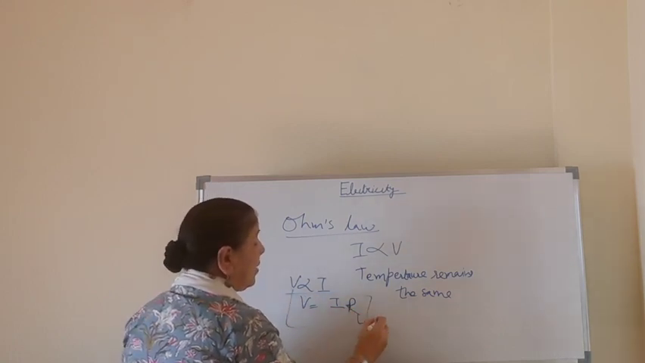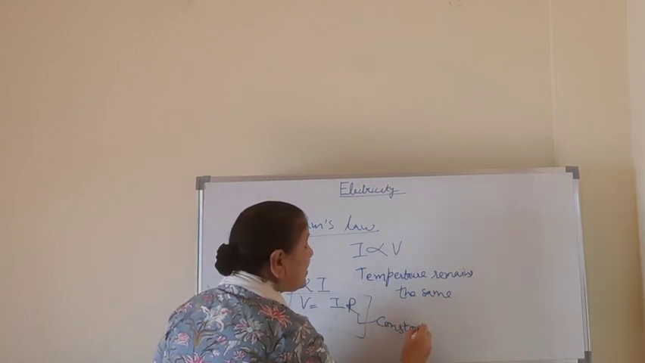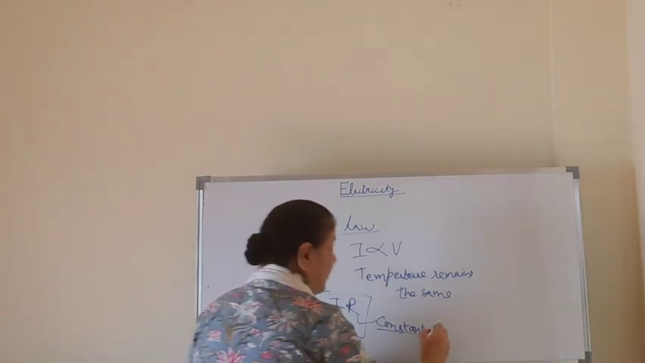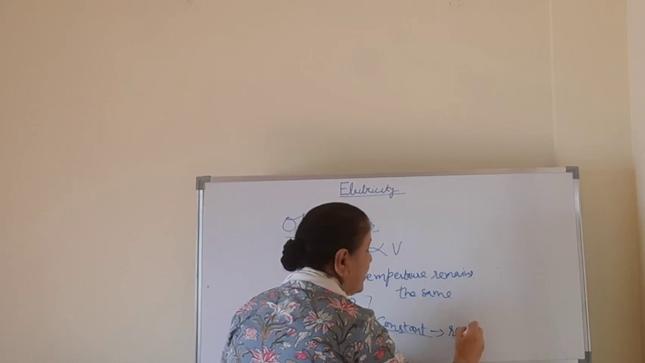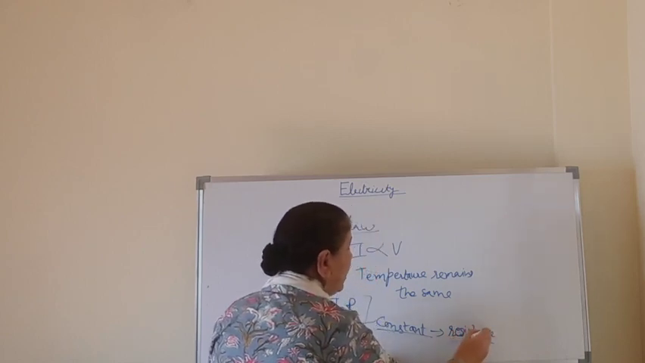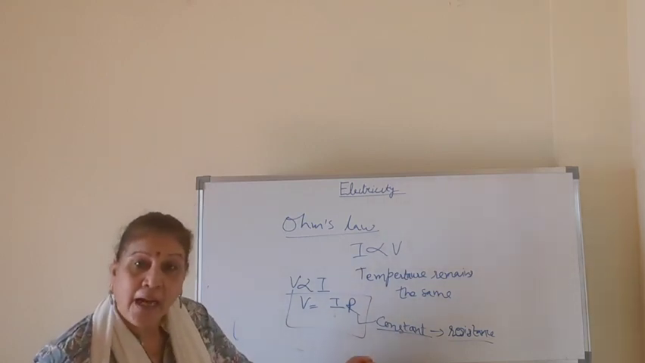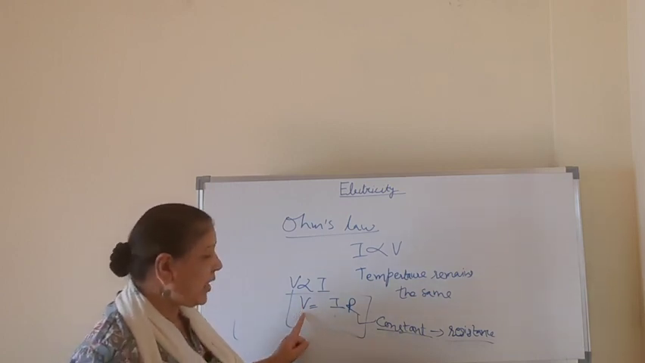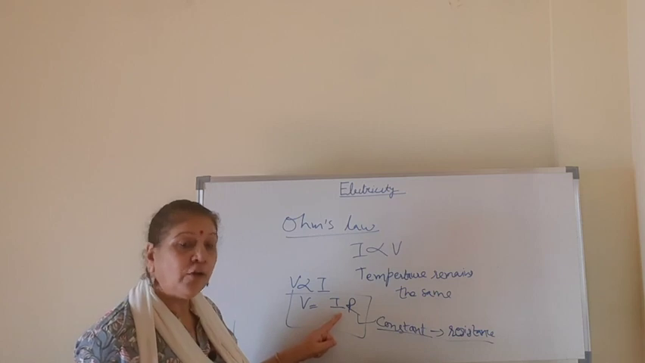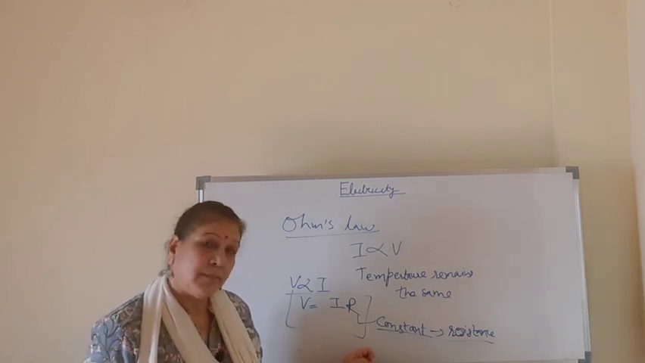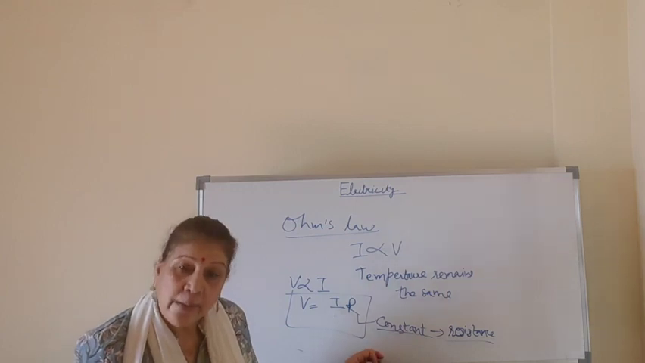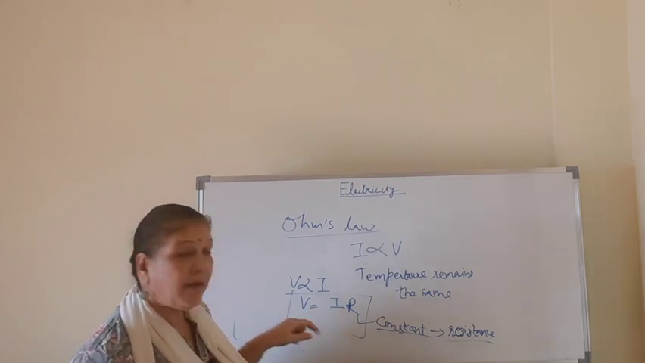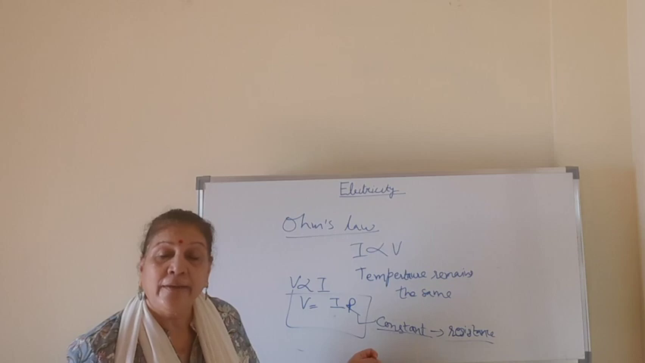So this constant of proportionality is called resistance, the resistance of the conductor, denoted by capital R. So V is equal to IR, where V is the electric potential or potential difference, I is the electric current flowing through it, and R is the constant which depends on the temperature, the length, and the area.